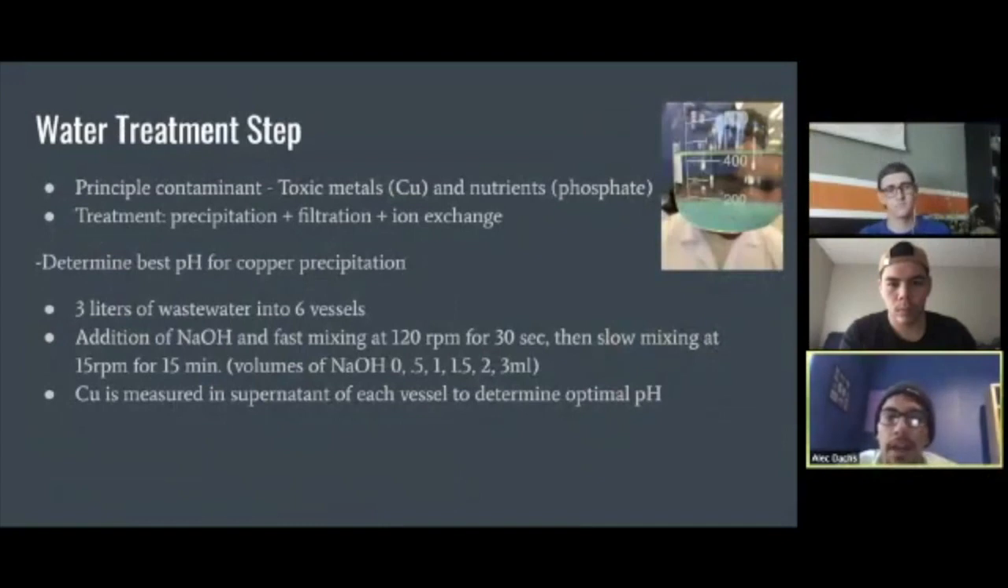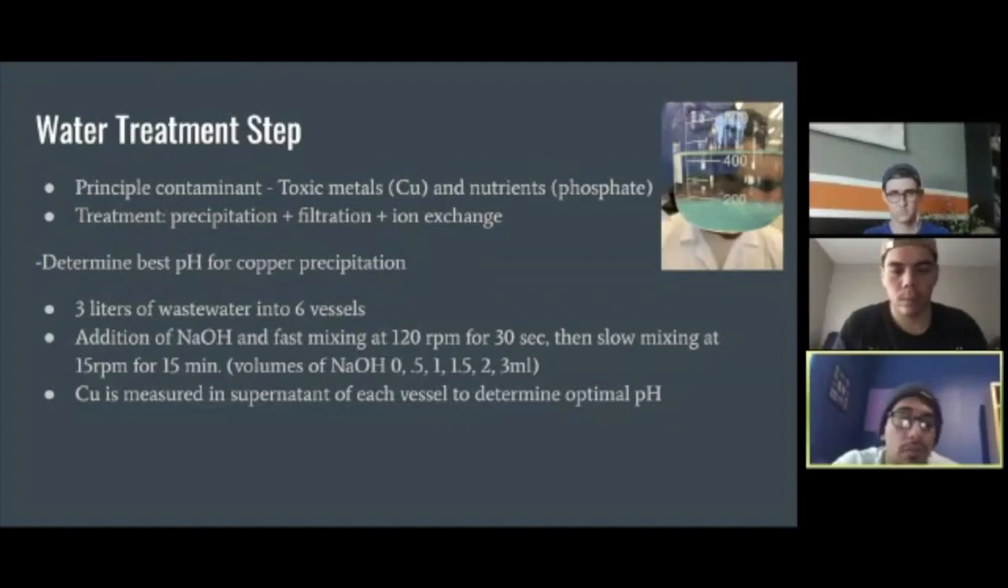In the second part of the lab, we were able to treat the wastewater. Our goal was to remove copper and phosphate from it. This was done through treatment steps: precipitation, filtration, and ion exchange. In precipitation, the goal was to determine the best pH in order to remove the copper.